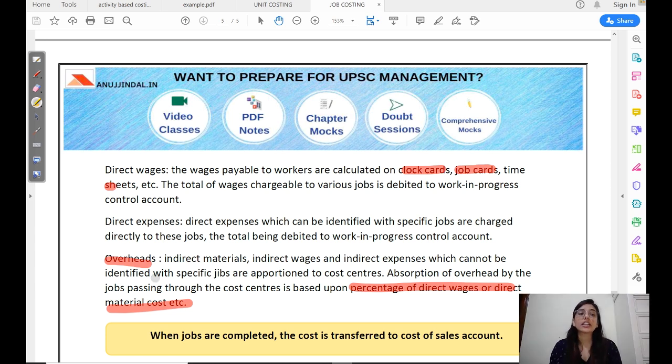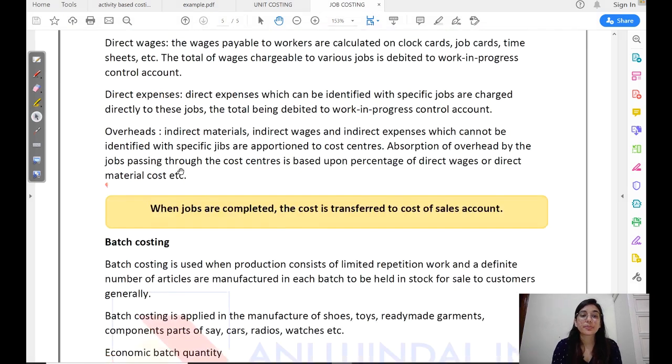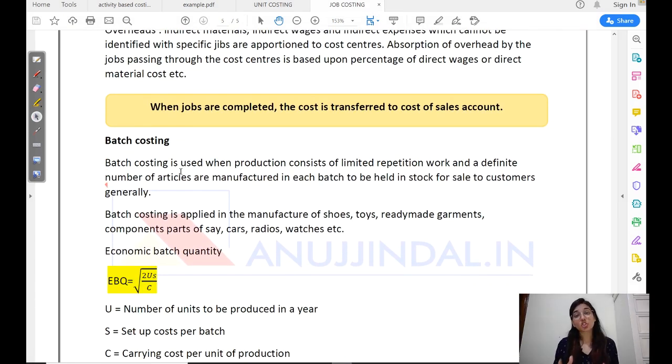So we are not getting into the details of the overheads right now. What we need to understand is that we charge or allocate the overheads to the cost centers. Now whenever these jobs are completed, the total cost is transferred to the cost of sales account, and that cost of sales account would further help us to fix the selling prices.